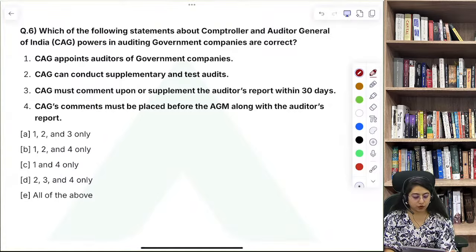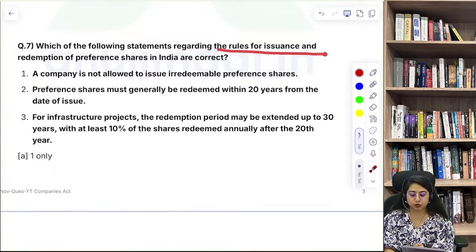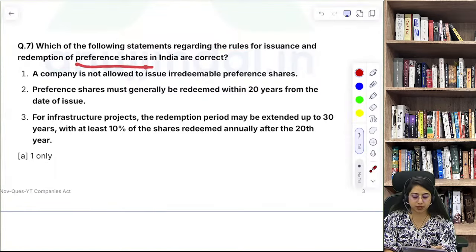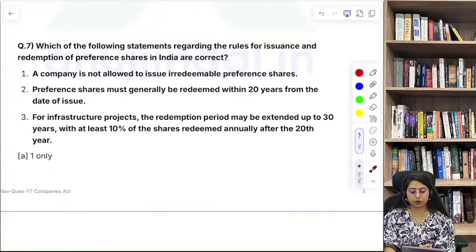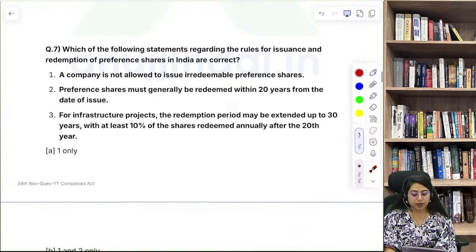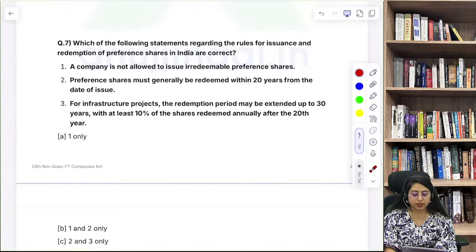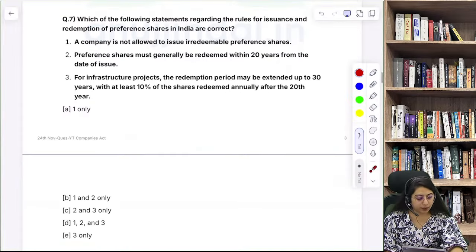All right, moving on to the next. Which of the following statements regarding the rules for issuance and redemption of preference shares in India are correct? What are preference shares? If anyone, please answer me in the live chat. What do you mean by preference shares? 1. A company is not allowed to issue irredeemable preference shares. 2. Preference shares must generally be redeemed within 20 years from the date of issue. 3. For infrastructure projects, the redemption period may be extended up to 30 years, with at least 10% of the shares redeemed annually after the 28th year. Anybody?